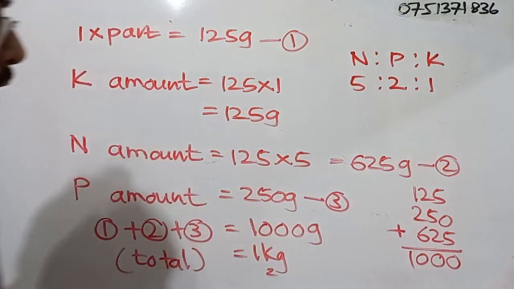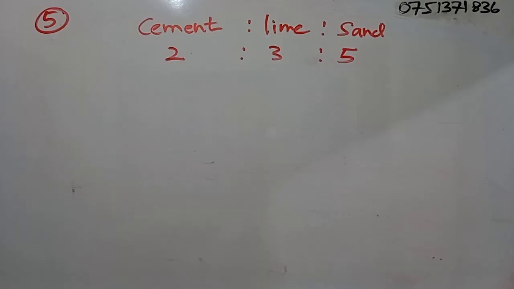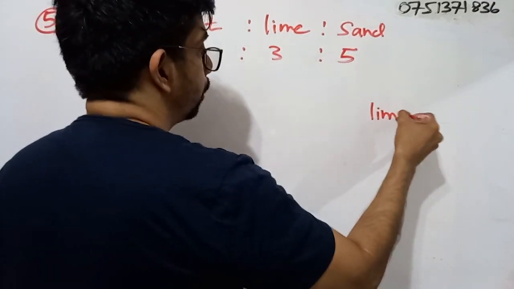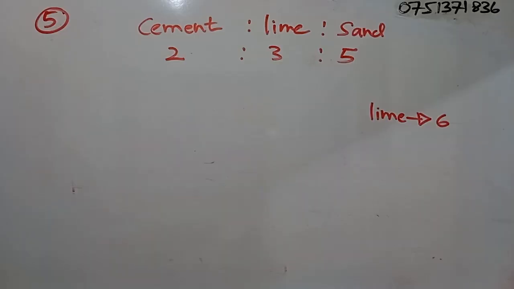1000 grams. When making a mixture of plaster, the ratio in which cement, lime and sand are mixed is 2 to 3 to 5. If the quantity of lime in a mixture of plaster is 6 pans, what is the total quantity of mixture measured in pans?